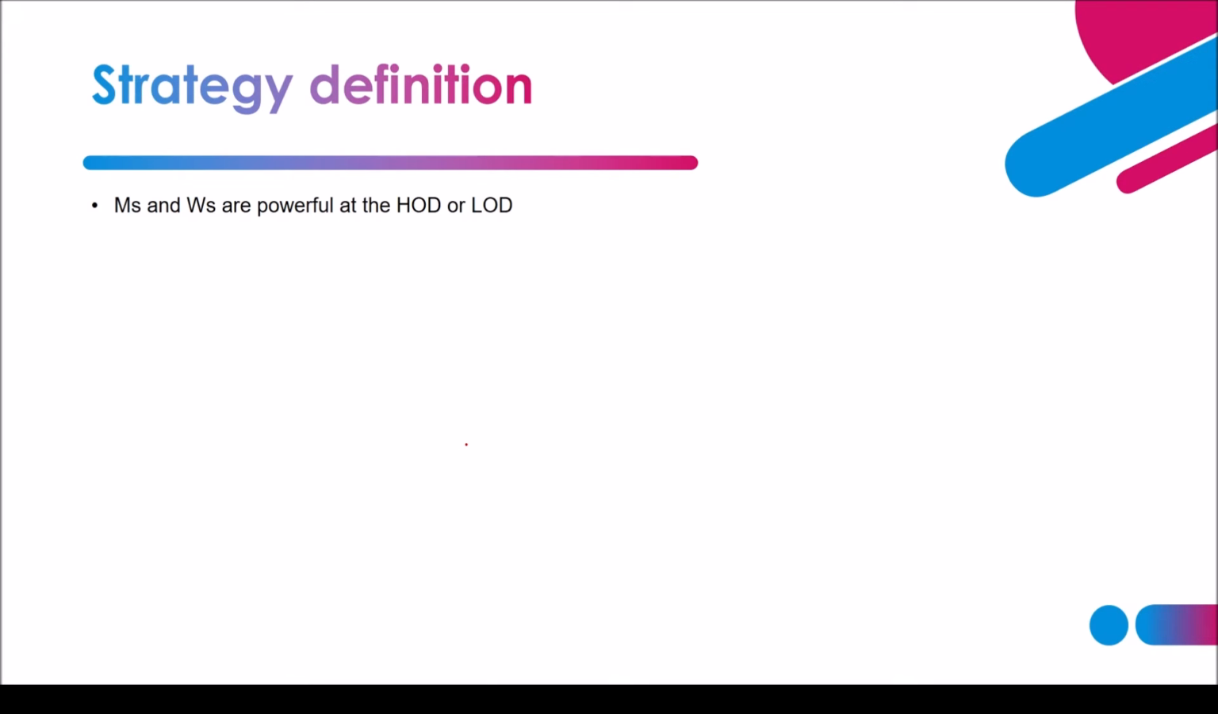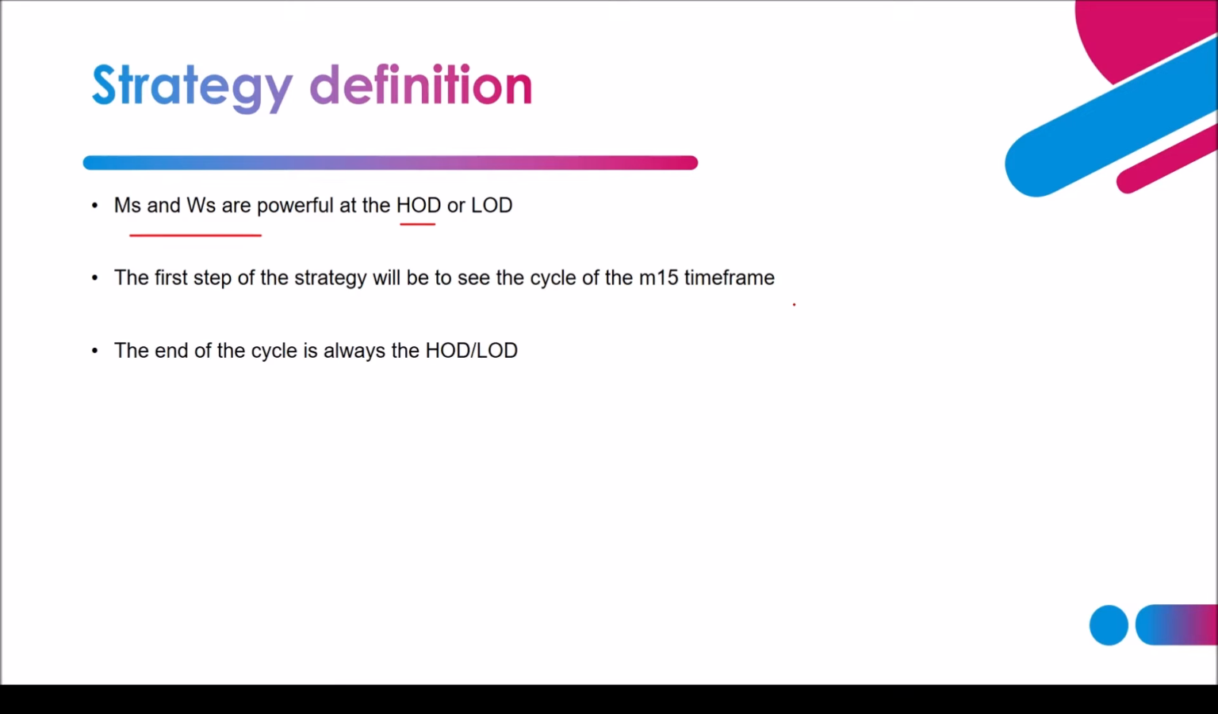So here's the strategy definition. M's and W's are actually powerful at the high of day or low of day, or HOD or LOD in short. The first step of the strategy will be to see the cycle on the M15 time frame. What is the cycle? A cycle is basically a 3 impulse move, or in other words, a 5 wave move if we are talking in the context of the Elliott wave theory. The end of the cycle is always the LOD or HOD.